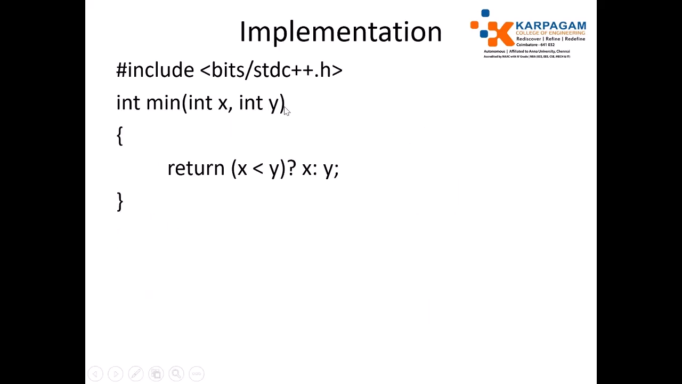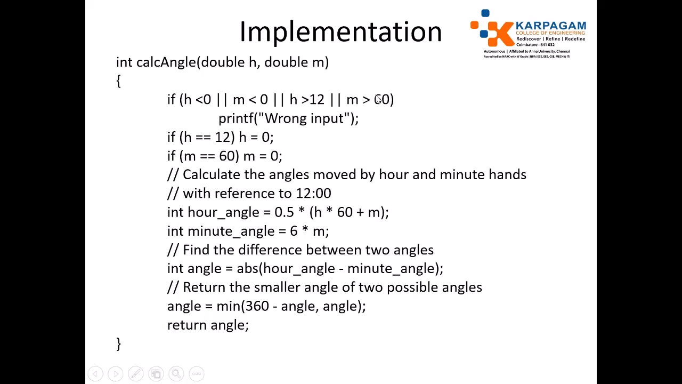For implementing this problem, just include the header file and find the minimum angle between the hour and the minute hand. This is used to identify the minimum element among two numbers. If x is less than y, just return x, otherwise return y. By using this logic, this is called a conditional statement. And for calculating the angle, just pass the hour values and minute values.